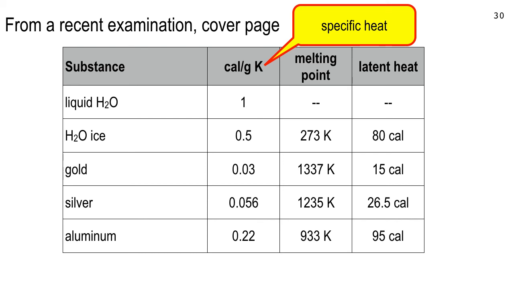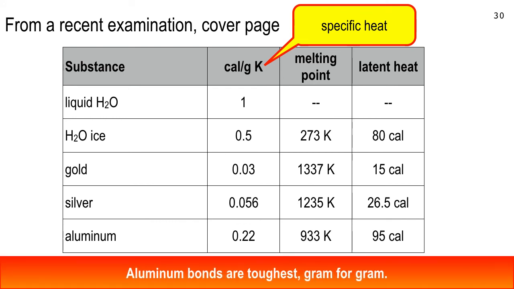So solid water needs 80 calories to break up a gram of those crystalline bonds. But aluminum, and students, this is why aluminum is so hard to make, because aluminum requires a huge amount of heat to what they call smelt. Smelting aluminum is very, very energy intensive. It requires a lot of electricity to do it. So the answer here is aluminum bonds are toughest. Now that's on a gram for gram basis.